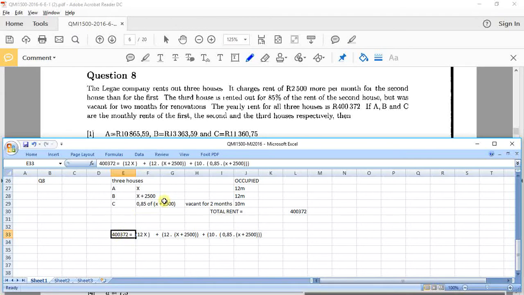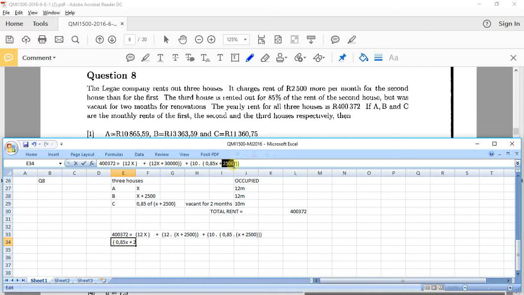Okay, so let's simplify that. House 1 is 12x, that's fine. House 2, 12 times x is 12x. What's 12 times 2,500? 12 times 2,500 is 30,000. So I'm multiplying that in. Now this one I need to multiply in. I'm going to do it in 2 steps. The first step would be to get rid of this bracket, so that'll be x here.